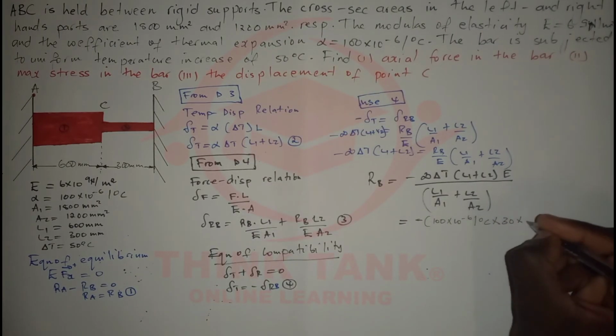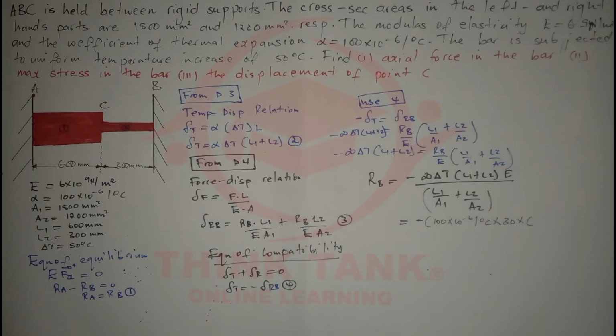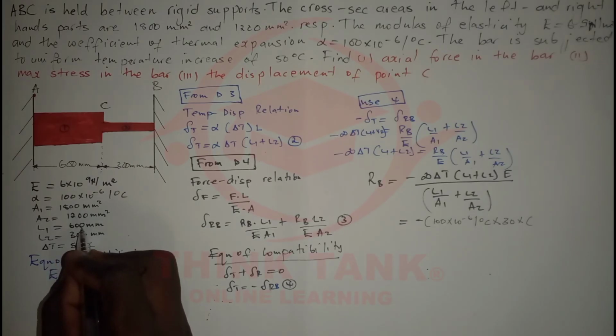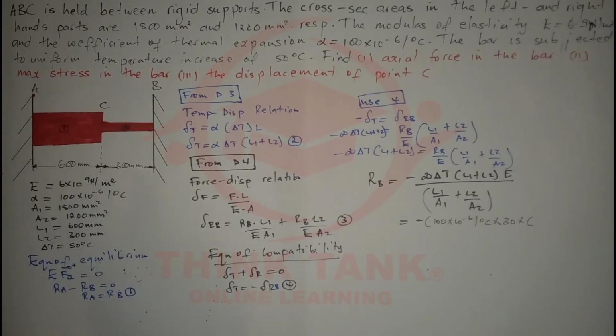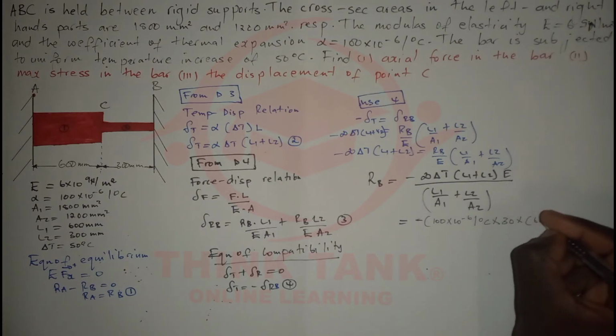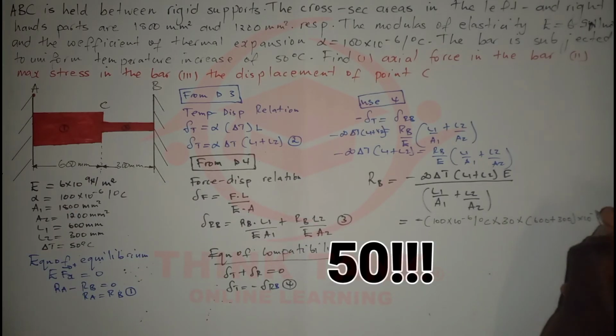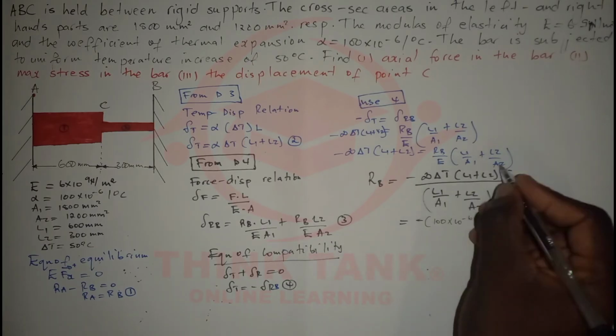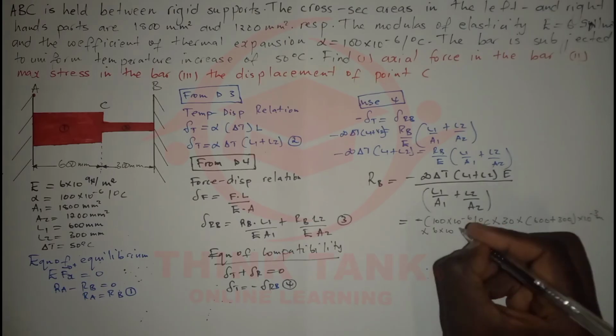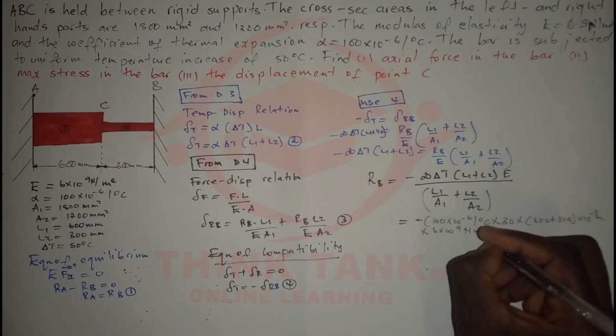Now I'm going to multiply that by the length. As you can see, our modulus of elasticity is in terms of meters, and our area and length are in terms of millimeters. So I'm going to change everything to standard form, to meters. For the length, I'm going to have 600 millimeters plus 300. If I convert it to meters, I multiply by 10 to the power negative 3. Then we have E here, times 10 to the power 9 newton per meter squared.